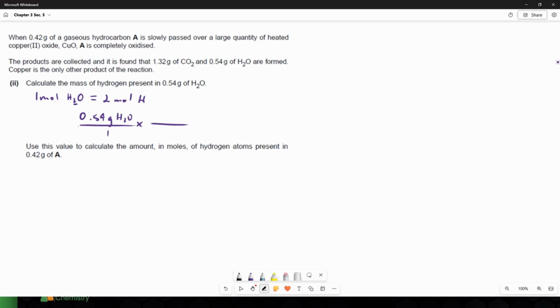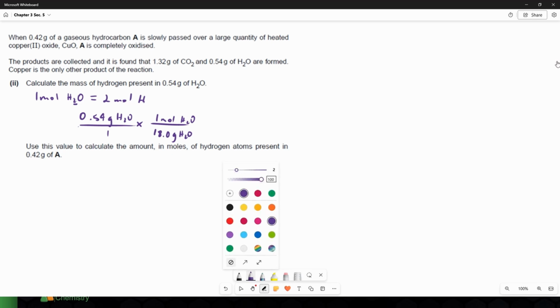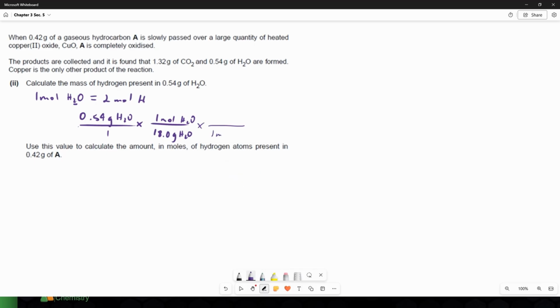So, we know the molar mass of water is 18.0 grams of H2O. Is 1 mole of H2O. Times. Now this is where this comes in. 1 mole of H2O is equivalent to 2 moles of H. Again, this comes from the formula for water, H2O, meaning that there are 2 hydrogens in 1 water. So if we have 1 mole of water, we have 2 moles of hydrogen.